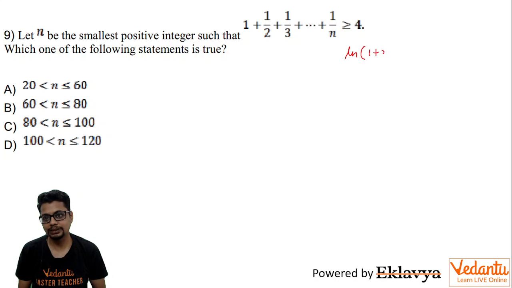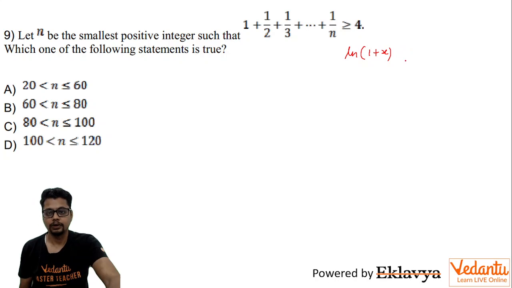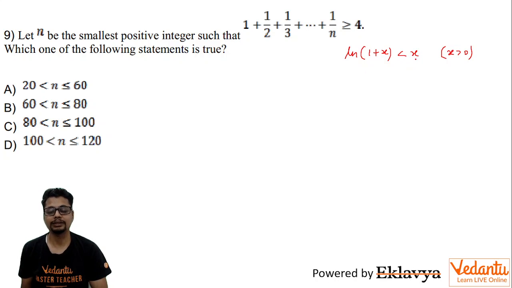ln(1 plus x) is always less than x for x greater than 0. This can be easily understood even through a graph. ln(1 plus x) when x is 0 is 0, and x when x is 0 is 0. So there they coincide, but after that, if I consider the y equal to x graph, it is a line with slope 1, and y equal to ln(1 plus x) has slope less than 1 as you go beyond x equal to 0, that means for x greater than 0.